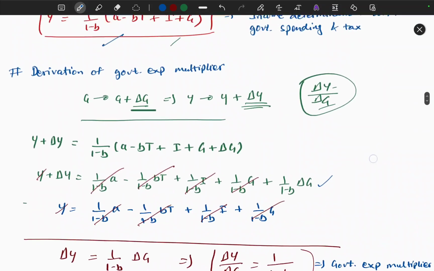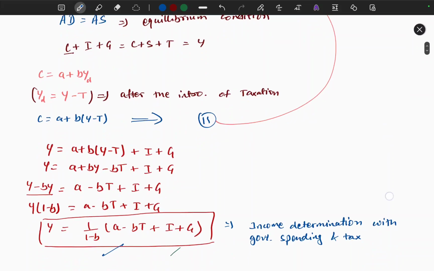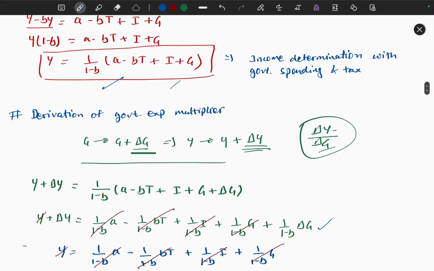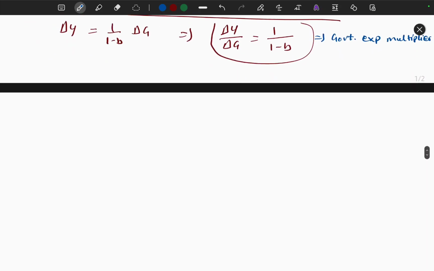So, welcome back. In the previous video, we discussed income determination in the three-sector model, and then we went on to derive the government expenditure multiplier using the equation of income determination with government spending and taxes. In this video, what I want to do is derive the tax multiplier.